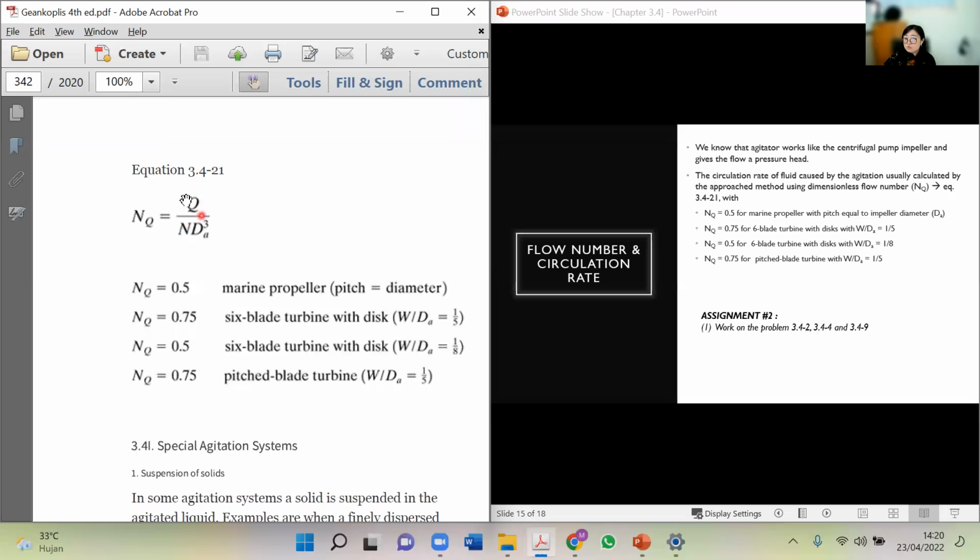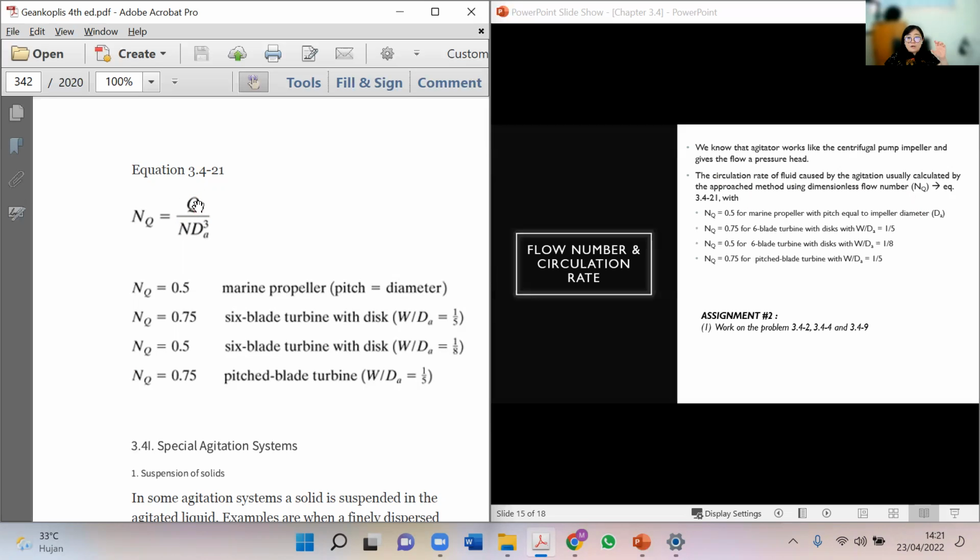So NQ equals Q over N times D to the power of 3. This is used when we want to find the dimensionless flow number, or NQ. This NQ can also be used to find the circulation rate of fluid, or Q. The point here is that by using the NQ value, we can find the circulation rate.